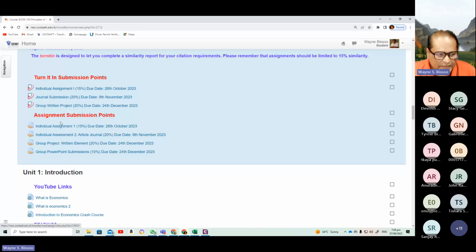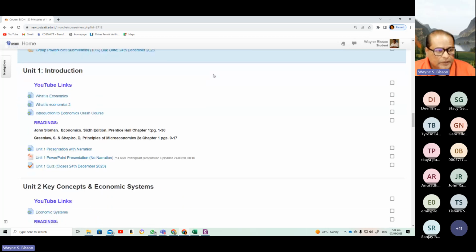Okay, so that's how the submission pieces work here, and the due dates are identified there. Now, this is the first unit, Unit 1, Introduction. What is economics?